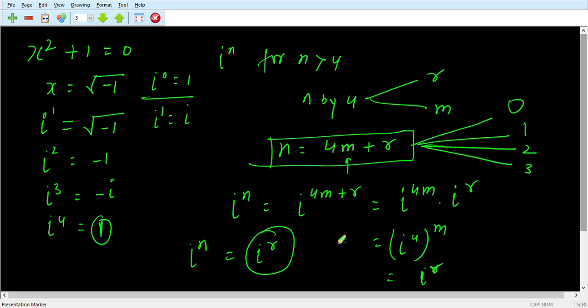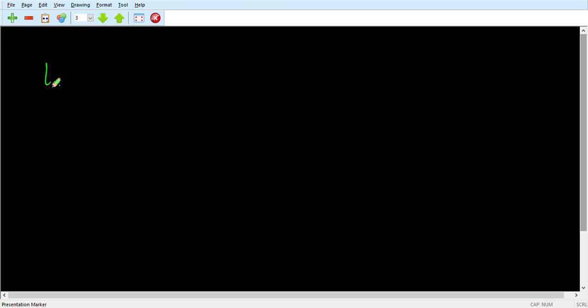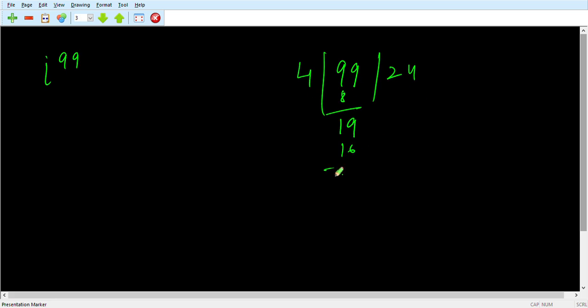For example, if you are trying to solve the expression iota to the power 99, you have to divide this 99 by 4. What do you get? Quotient 24 and remainder 3. So instead of iota to the power 99, you can write iota to the power 4 into 24 into iota to the power 3. When you solve, you will get 99 only, because 4 into 24 will be 96, right? So 96 and 3.